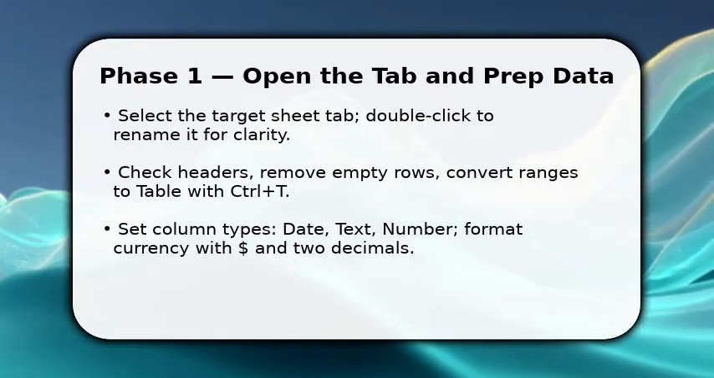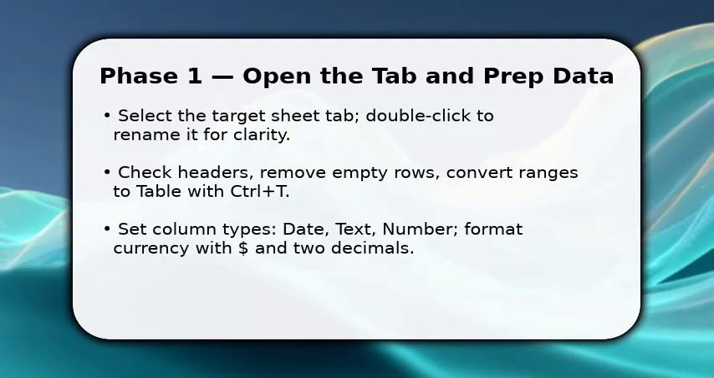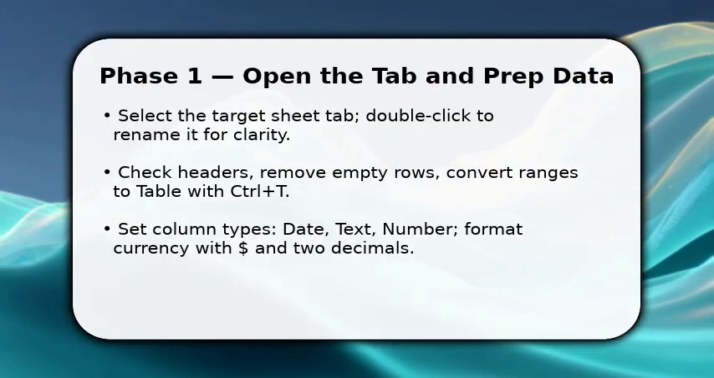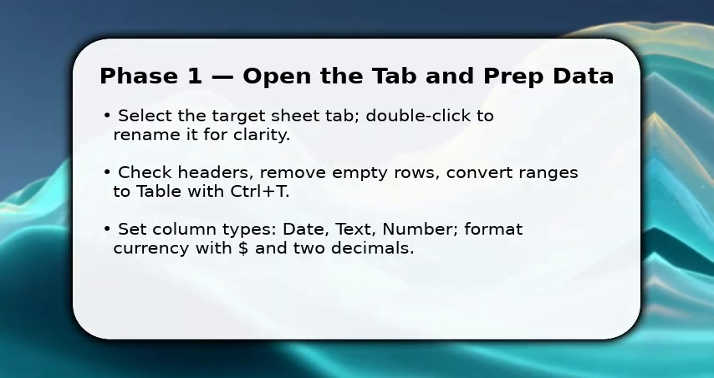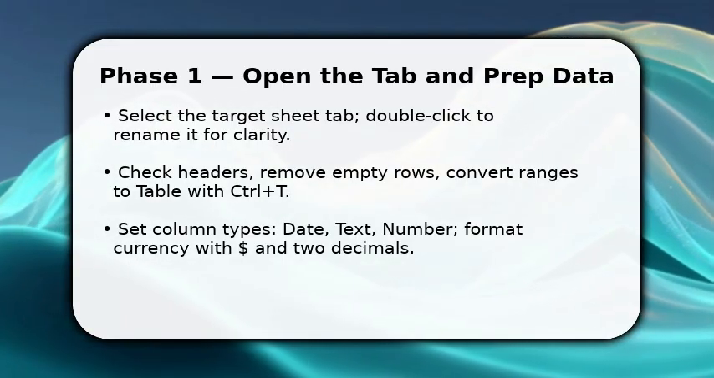You start by opening the relevant sheet tab and naming it so you never lose track. Once done, highlight your raw range and press Ctrl+T to make it a table. That gives you structured filters and dynamic ranges.